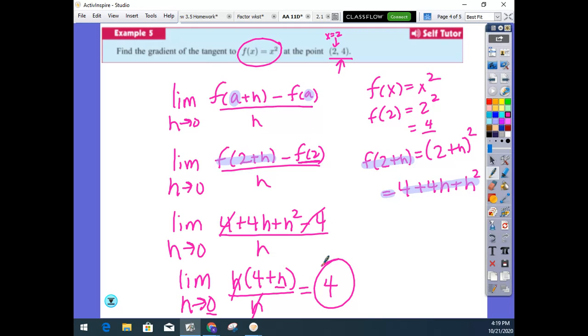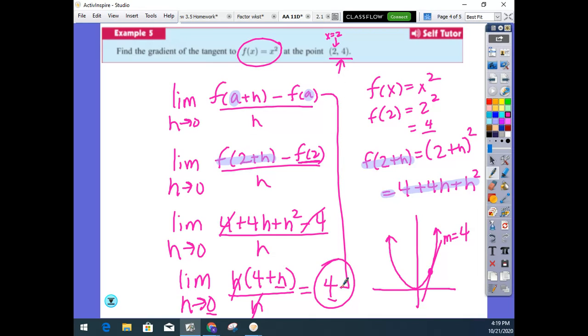What that tells me on the graph of x squared at the point where x is 2 and y is 4, the slope of the tangent line is 4. I can't estimate it. I have to find it algebraically using this, and it's a pain, but we won't use this process too much longer.